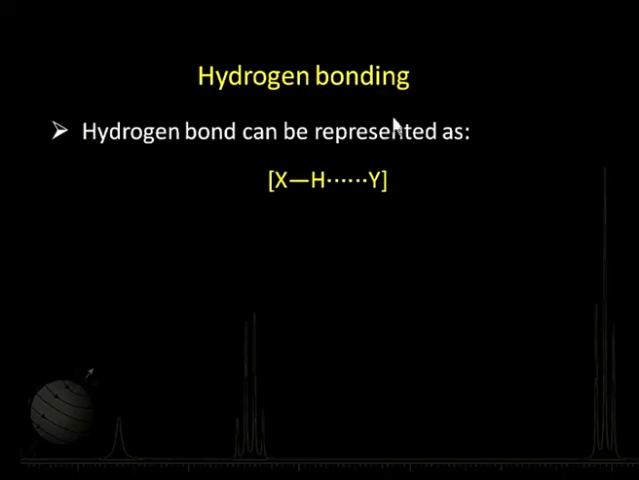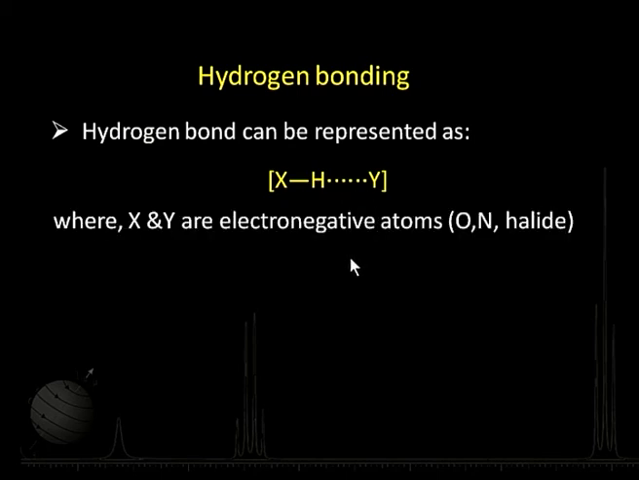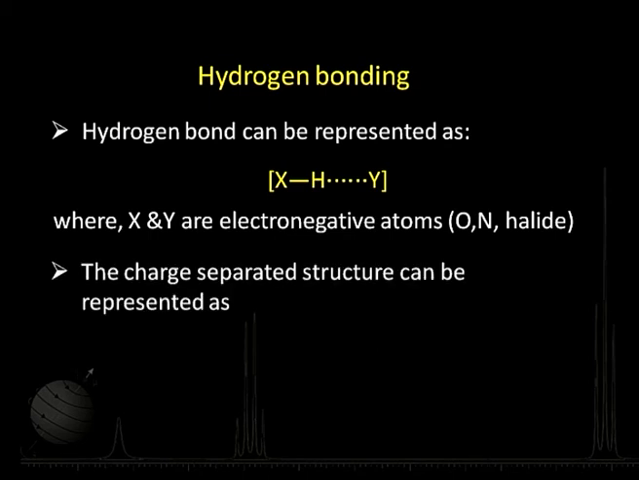Hydrogen bond can be represented in terms of X-H-Y, where X and Y are electronegative atoms. It could be oxygen, nitrogen, or any halogen for that matter. And when the hydrogen bond is formed, there is some kind of charge separation which comes into play, and that can be represented as follows, wherein this hydrogen atom acquires some delta positive charge, whereas X and Y acquire the delta negative charges depending on their electronegativities and all.